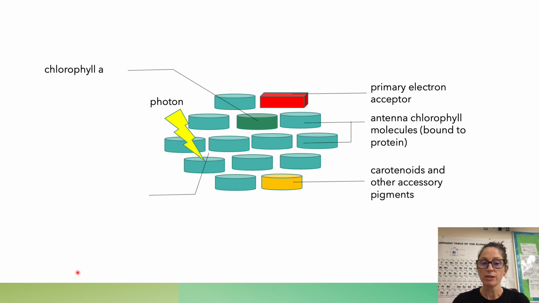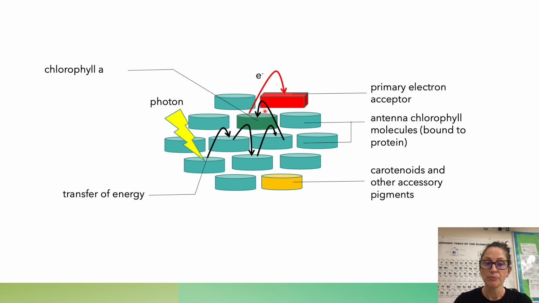So we have a photon of light that hits one of the antenna chlorophyll molecules, and we're going to watch this transfer of energy. So energy, not an electron, is transferred from one chlorophyll molecule to another. And then ultimately, we get our chlorophyll A electron activated to the point where it is going to jump to a primary electron acceptor molecule. So the primary electron acceptor gets reduced, again, because it is taking an electron.